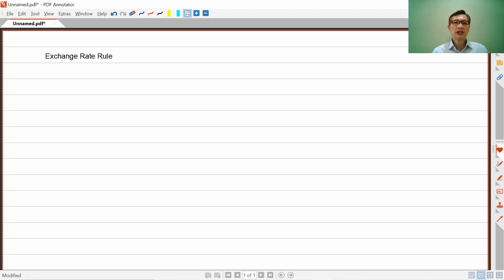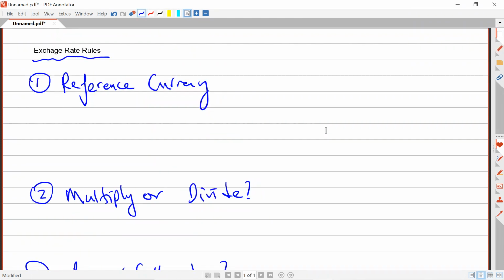I will try to explain what the exchange rate is here, and after I have explained and you understand, I will come up with the rules for you to apply so that you can work it out as quickly as possible. Okay, let's start with the three exchange rate rules.